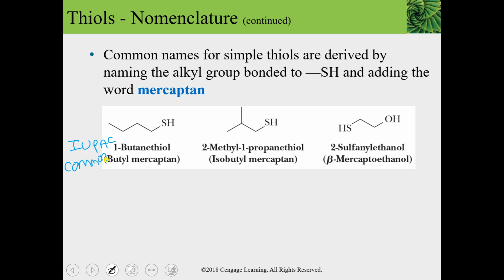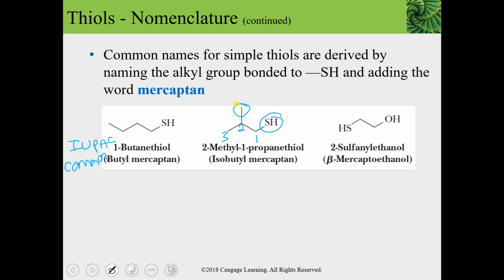So for the first example, 1-butane thiol is your IUPAC name, but the common name is butyl mercaptan. Second one, we got the thiol on the first carbon, methyl group on the second carbon. So 2-methyl-1-propane thiol, or isobutyl mercaptan.